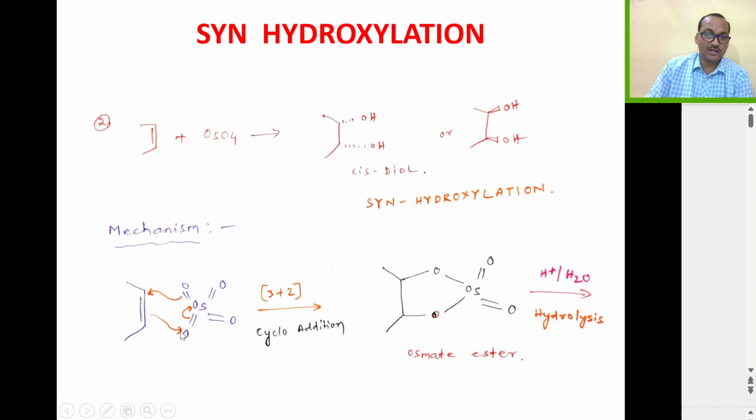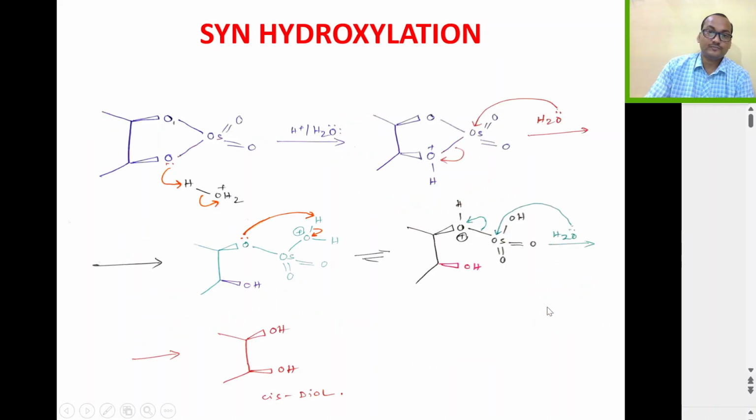This pi bond will attack to this oxygen, and this double bond will break on this osmium, and this pi bond will attack to this alkene. So as a result you get this osmate ester, and it will hydrolyze in presence of H plus and water. So this oxygen lone pair will take the proton from hydronium ion. So the H-O bond will break on this O plus.